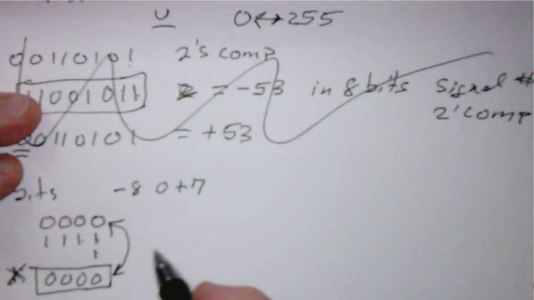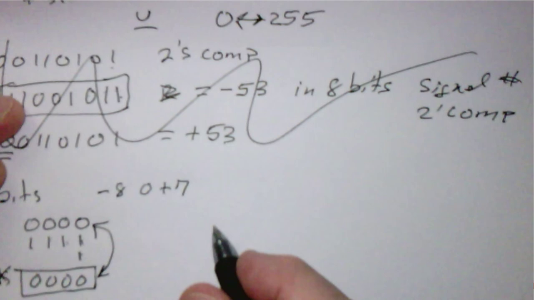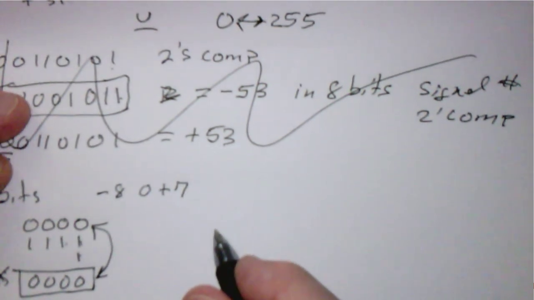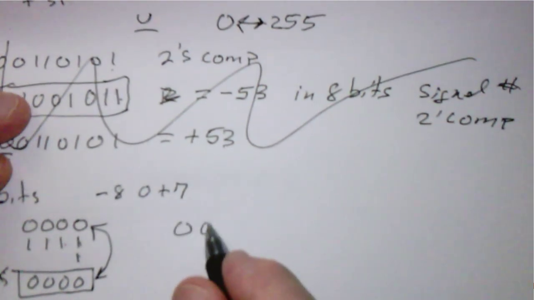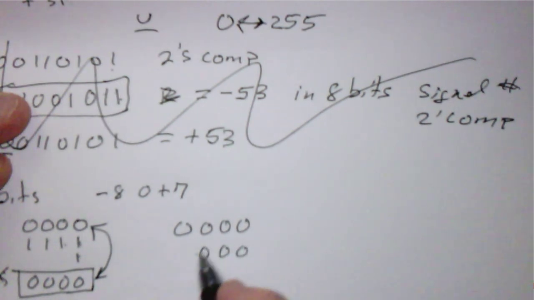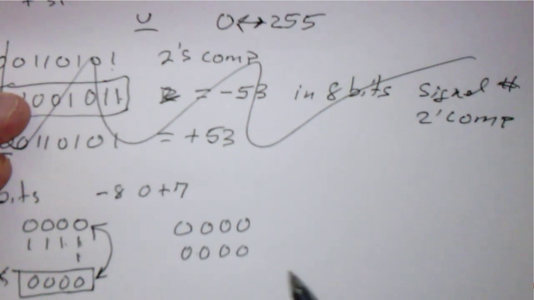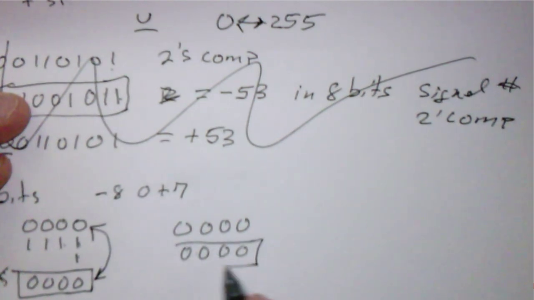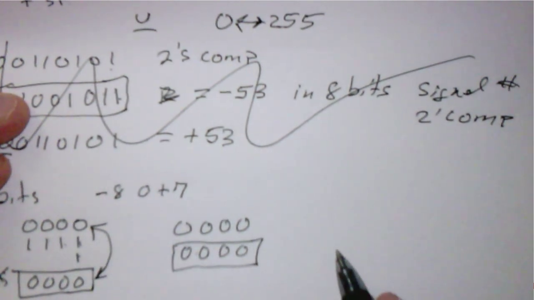Well, what if we do the other method? Copy 0's till you get to the first 1, copy that, and invert everything else. Okay, so here's our number. Copy the 0, copy the 0, copy the 0, copy the 0. We never got to the first 1. Son of a gun. It didn't change anything.